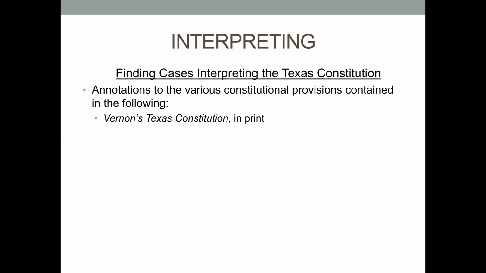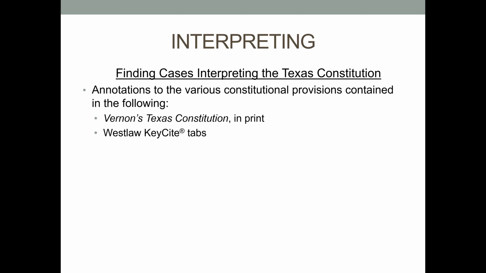Now, what about the Texas Constitution? How do you find cases interpreting it? Well, you can find annotations, that is, summaries of cases that have addressed a particular provision in the Vernon's Texas Constitution, that is the print version, that is a companion to the Vernon's Texas Codes Annotated. And again, you just flip to the provision you are interested in, and then below the text will be a list of abstracts or summaries of cases that have addressed, interpreted, or applied the particular provision.